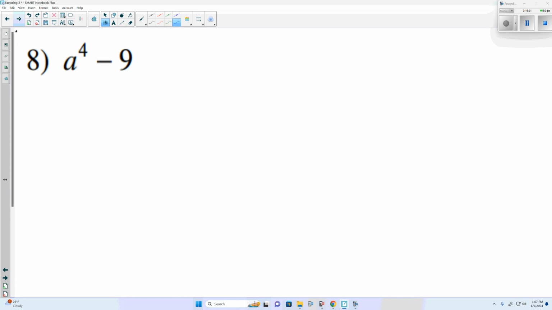Now this one here, a to the fourth minus 9, is still a difference of perfect squares. Because if we look at this here, what times itself is 9?